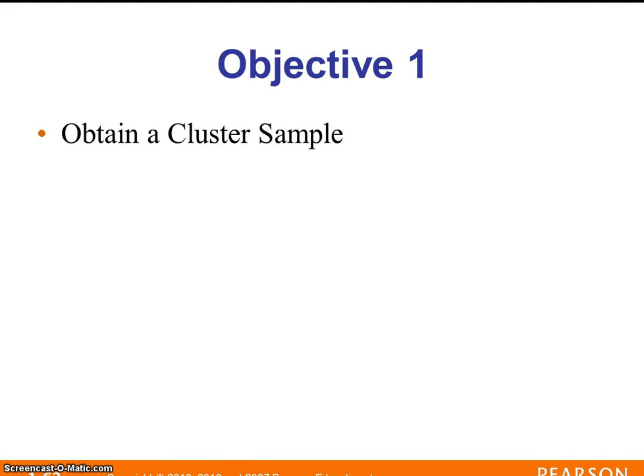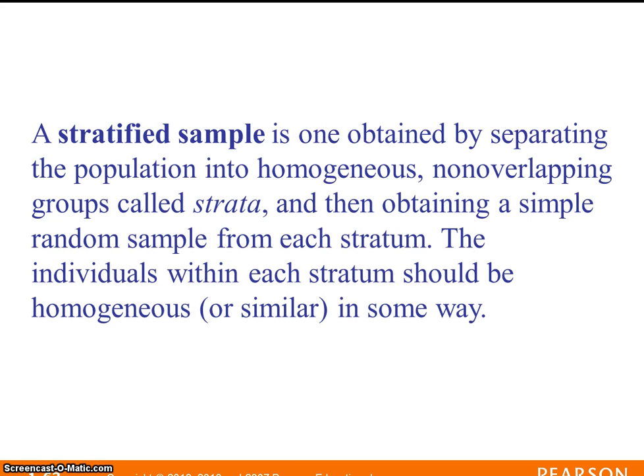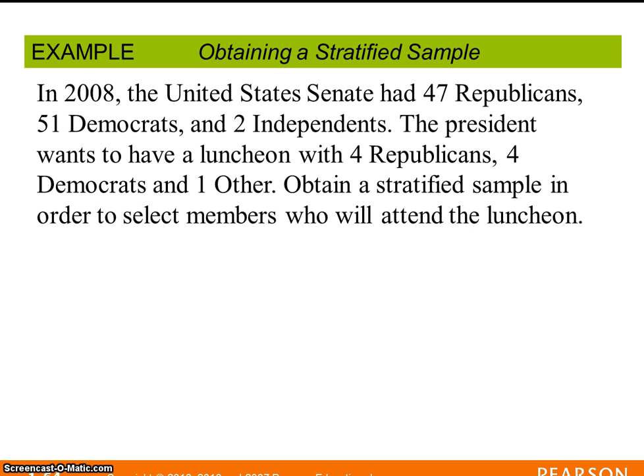A stratified sample is one that is obtained by separating the population into homogeneous groups, meaning the members of each group are basically the same, and you don't have two members of the population in the same group. So they're non-overlapping groups called strata, and then you obtain a random sample from each stratum. The individuals within each stratum should be homogeneous or similar in some way.